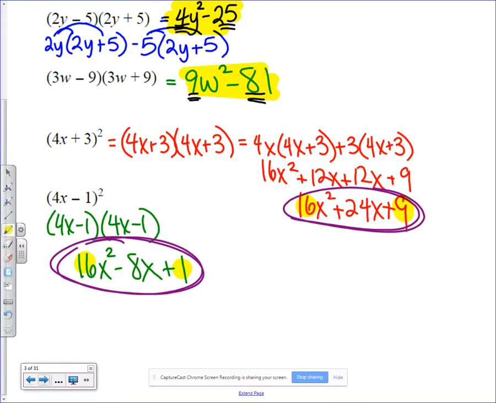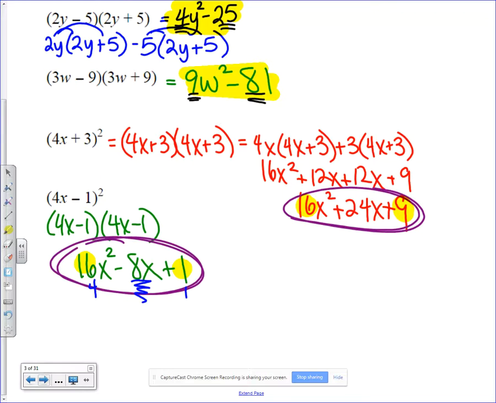But let me ask you this. What's the square root of 16? 4. What's the square root of 1? If you multiply them together, what do you get? 4. He just added, that's all. If you multiply them, you get 4. If you double it, what do you get? 8.